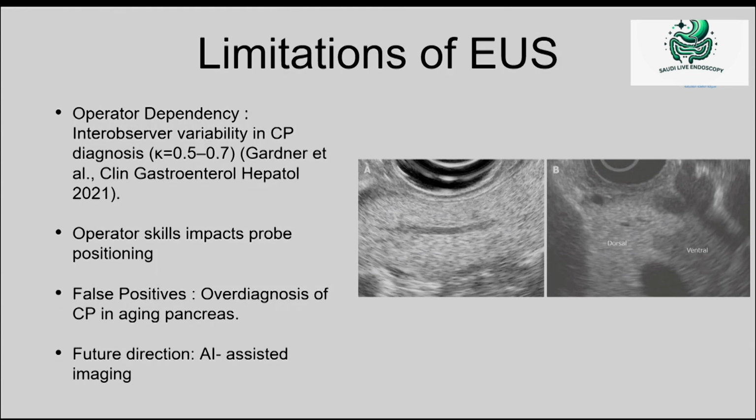But we have to know there is a limitation for EUS. EUS is operator dependent, like transabdominal ultrasound. They note there is intra-observer variability in chronic pancreatitis with kappa 0.5 to 0.7, which is good. It also depends on operator skill, impacting the probe position during the examination. So sometimes we overdiagnose microlithiasis or early signs of chronic pancreatitis. So this is another problem of EUS. What future can help? If AI-assisted imaging is there, it may help to reduce this limitation. Another limitation of EUS is availability. It may not be available in every center. So that's the problem of EUS.